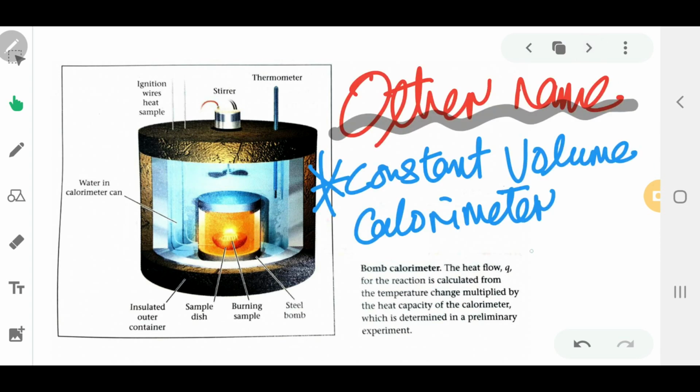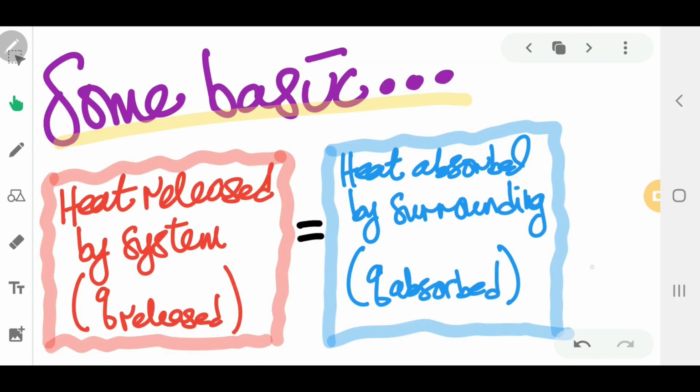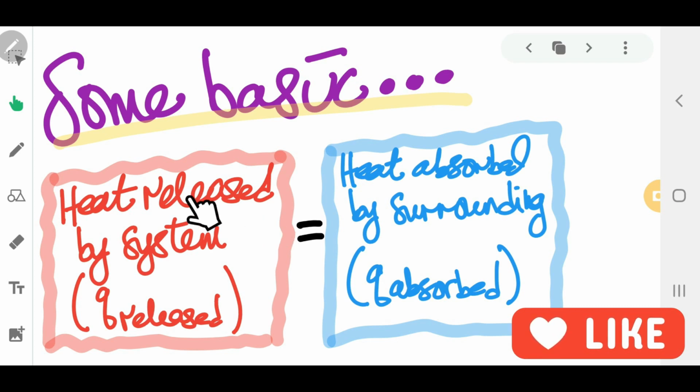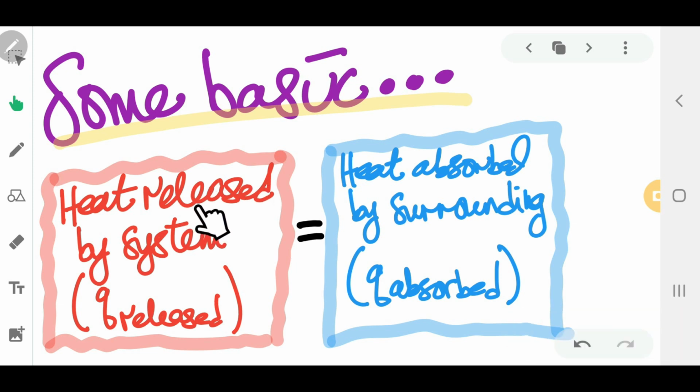Another name for the bomb calorimeter is the constant volume calorimeter. Also, a basic idea in thermochemistry that you need to apply in order to solve problems is that the heat released by the reaction or system, which is represented by Q released, will be the same as the Q absorbed, the heat absorbed by the surroundings.